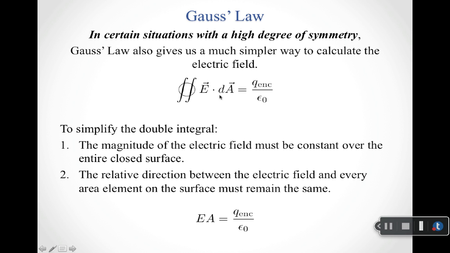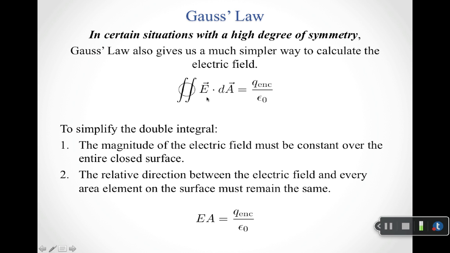Well, basically, we've got to have the electric field be constant over all our area elements so that we can pull it out and be left with simply the double integral of our little area elements dA. And so because we've got E as a vector with a dot product, there's two criteria that we got to meet to simplify this integral.